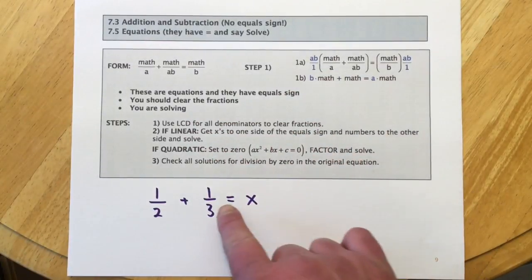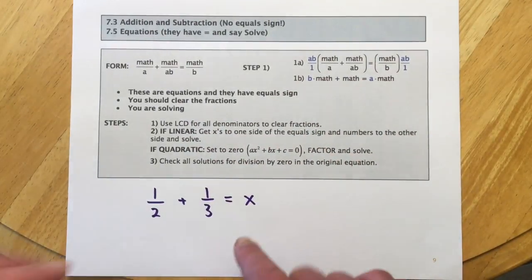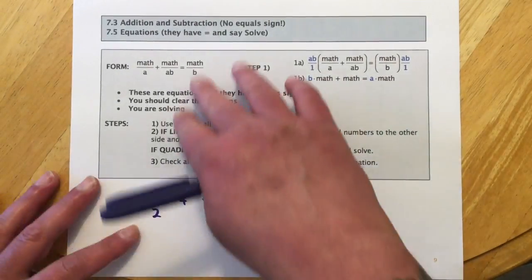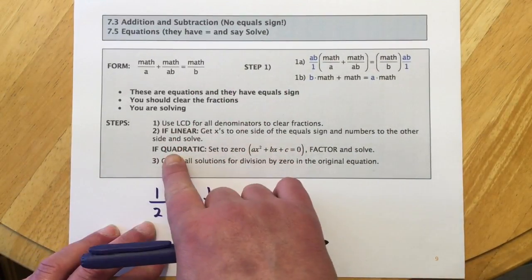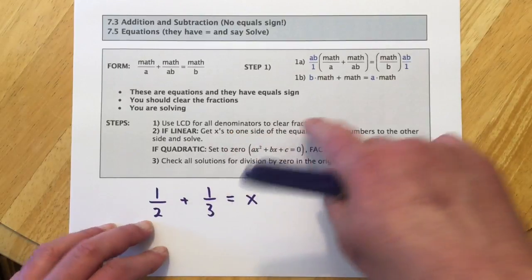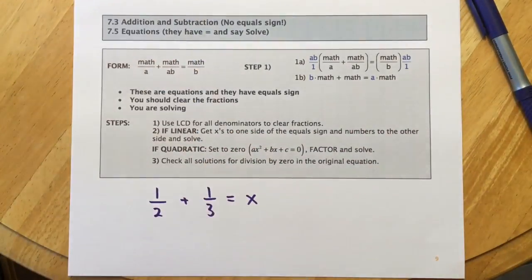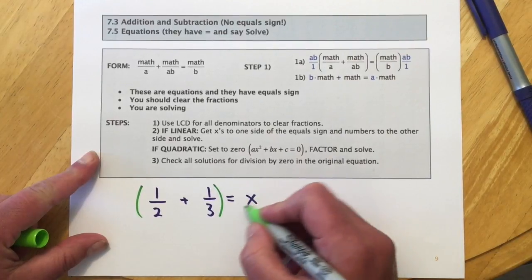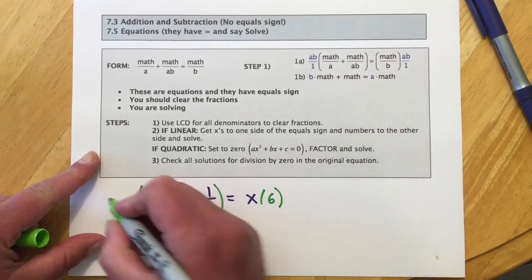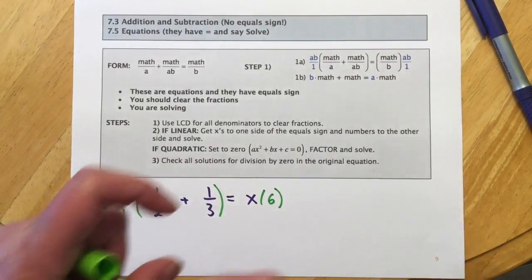And so I'll use this. I've made up an equal sign. So that makes it an equation. I can use these solve steps. So if I was going to do this problem, use the LCD for all denominators to clear the fractions. Okay, so I got 2 and 3. So my LCD is 6. So we'll do a 6 on both sides. We can think of that as 6 over 1 if it's helpful.